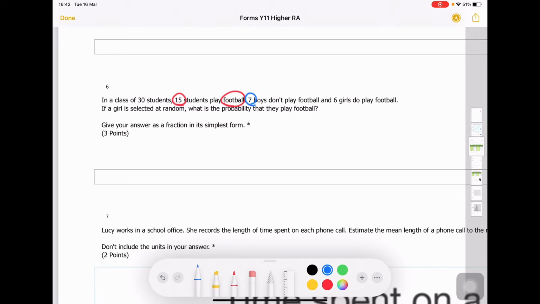7 boys. Okay, now it's getting complicated. So 7 boys don't play football. 6 girls do play football. If a girl is selected at random, what is the probability that they play football? This looks like a conditional probability question because they're talking about if a girl is selected at random.